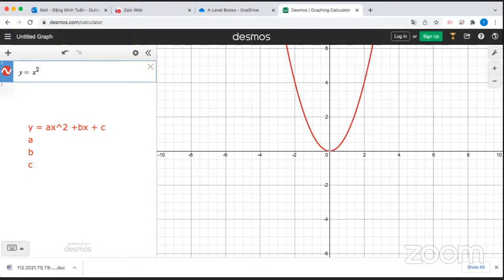When x increases, y may increase, but that's for the positive part of x. For the negative part of x, when x increases, y decreases. A is the gradient. A just means the factor. That's all. Look at this one.